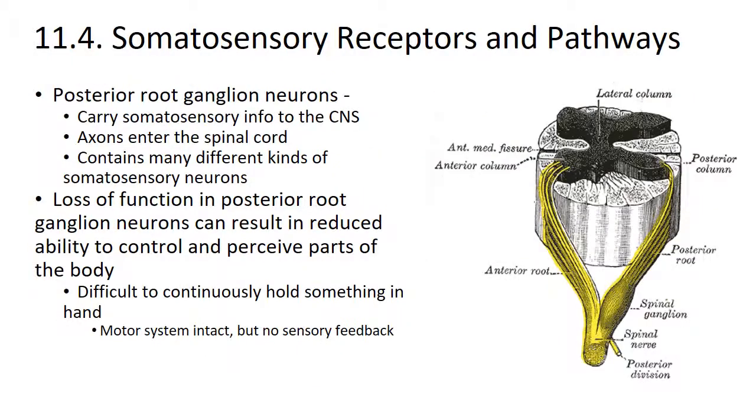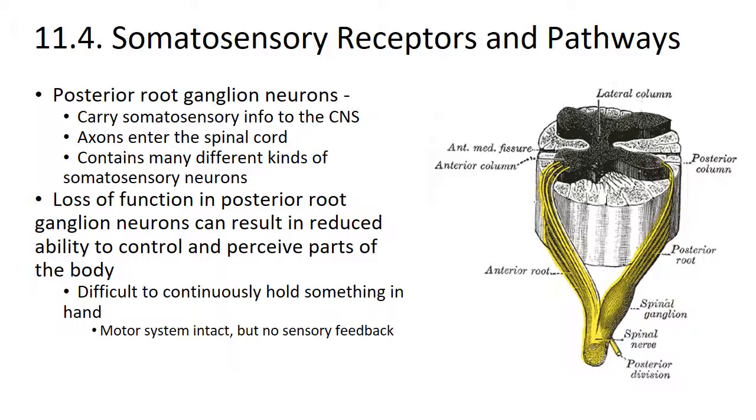Posterior root ganglion neurons carry somatosensory information to the central nervous system. The axons enter the spinal cord. The cell bodies are grouped all together in this little bulge you see in the yellow before the axons enter the spinal cord. And these ganglia, or groups of axons, are composed of many different types of somatosensory neurons, so it's not all just one kind.